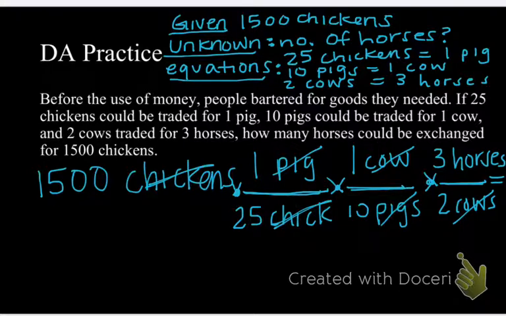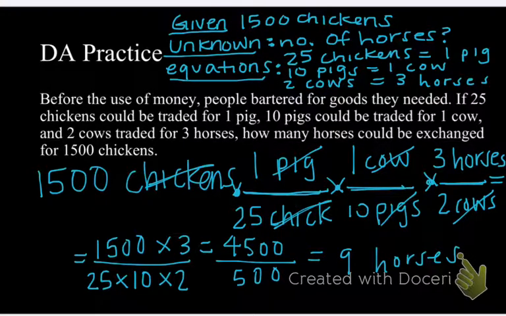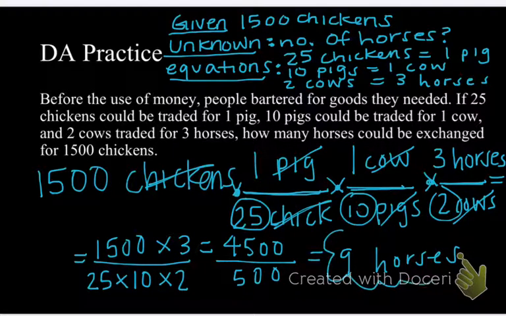Okay, so 1,500 times 3 is 4,500. And then on the bottom, I have 25 times 10 times 2, which is 500. So we would do the top divided by the bottom. So 4,500 divided by 500, and that gets me 9 horses. So what this means is that 1,500 chickens would get you 9 horses.